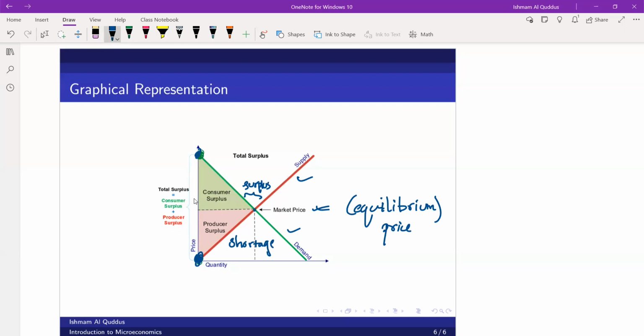However, we will actually discuss how tax affects the market or the welfare of the society. So in the following videos, you will see the concept of tax and the effects of tax.